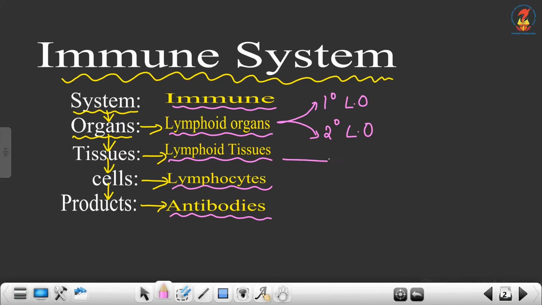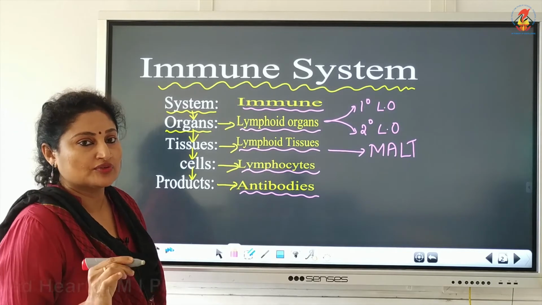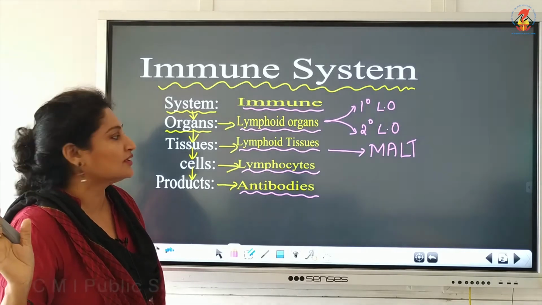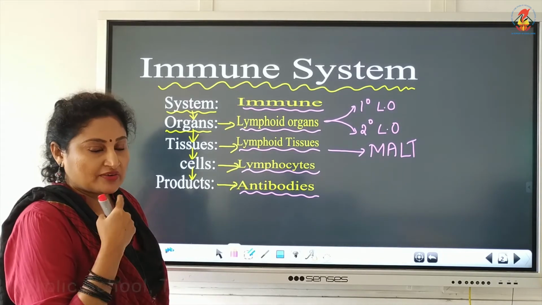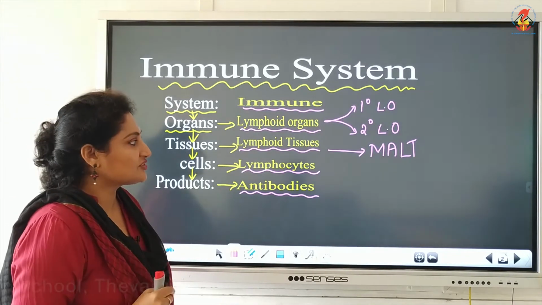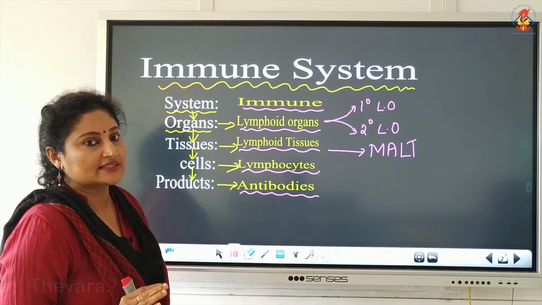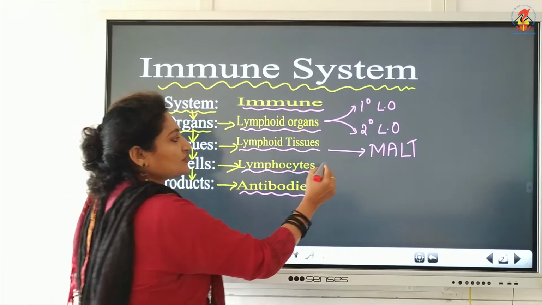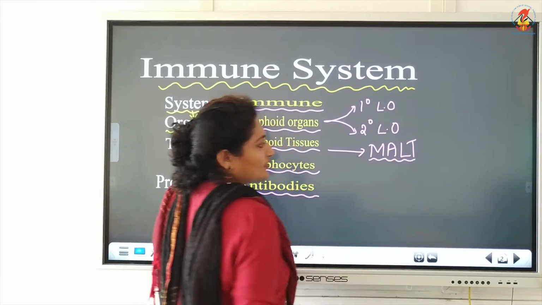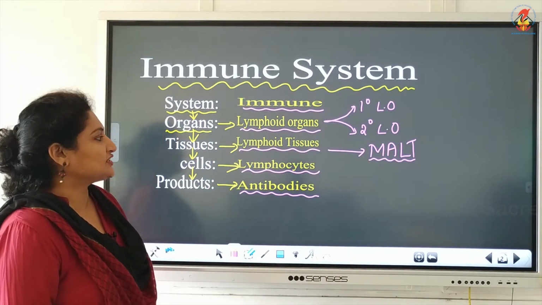Lymphoid tissues, the abbreviation is MALT. It is a standardized abbreviation, so you can also use MALT, which stands for mucus associated lymphoid tissues. Mucus associated lymphoid tissues, where are they found? We know which tracts have the mucus lining: the respiratory tract, the digestive tract, and the urogenital tract are lined by mucus. So that constitutes MALT, that is mucus associated lymphoid tissue.